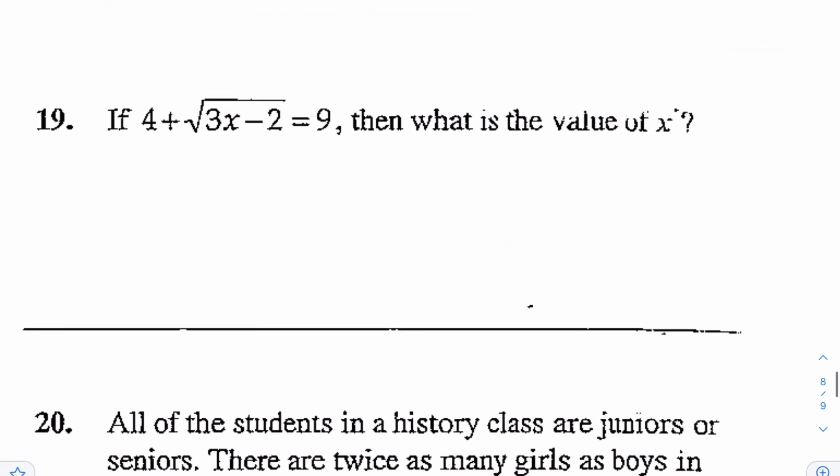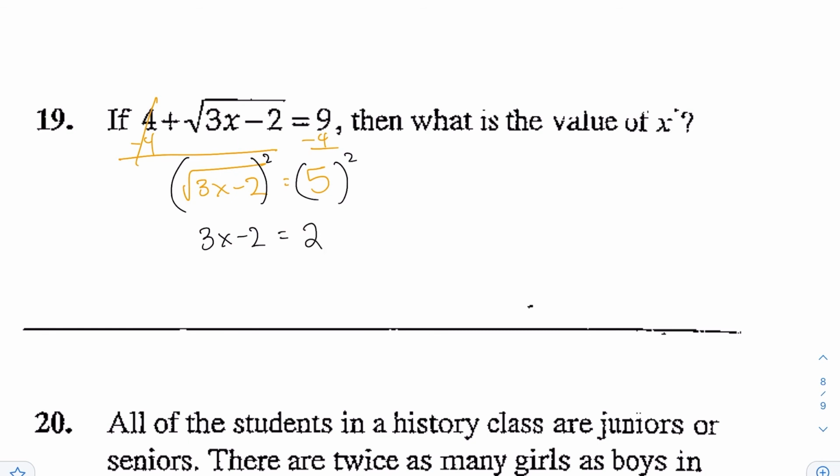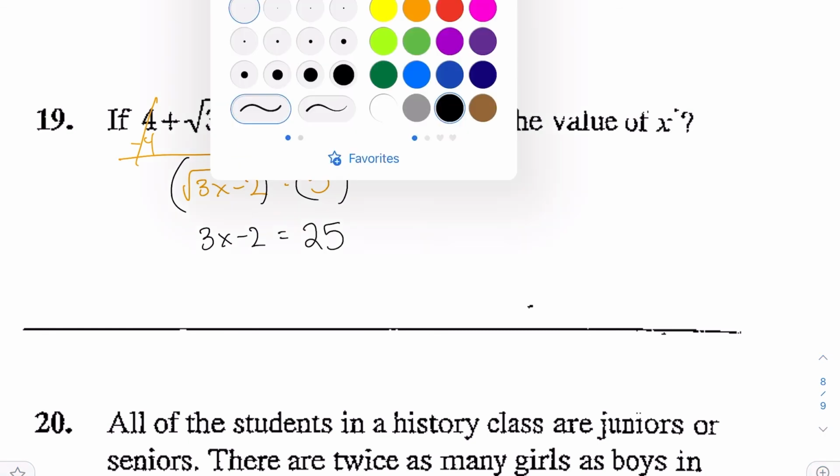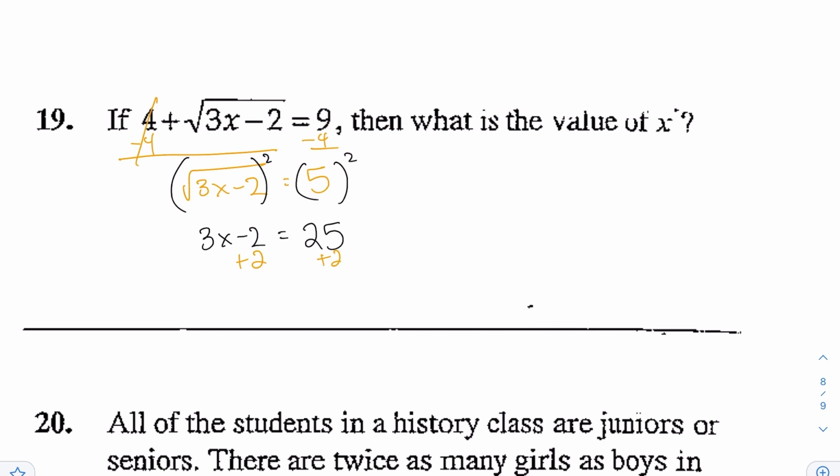All right, next for number 19. If 4 plus the square root of 3x minus 2 is equal to 9, then what's the value of x? So here, just gotta solve for x, use inverse operations. First, subtract 4 from both sides. You will get the square root of 3x minus 2 is equal to 5. And then the inverse of the square root is squaring. So the square root will cancel out, and you will get 3x minus 2 on the left is equal to 5 squared, or 25. Now, to solve for this, you would have to add 2 to both sides.